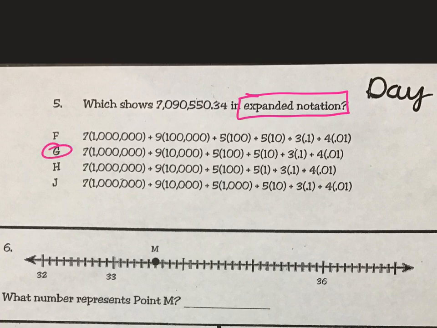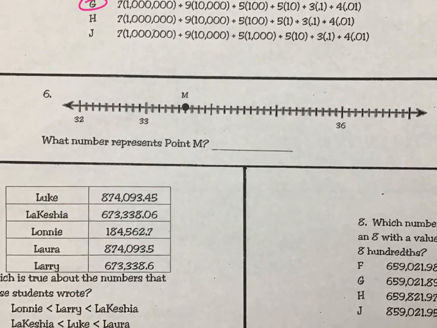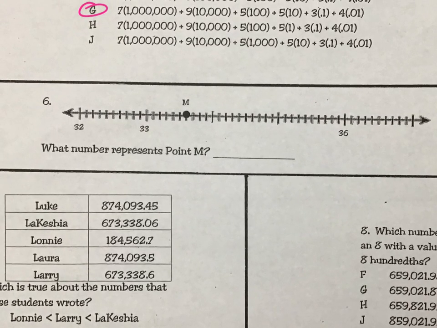Very good. All right, so let's go look at number 6. What number represents point M? Okay, guys, the first thing you need to do is what? When you see a number line, what do we need to do, Kenny? Label it. So let's go fill it in with the rest of the whole numbers first. So we have 32, 33. What would come after 33?